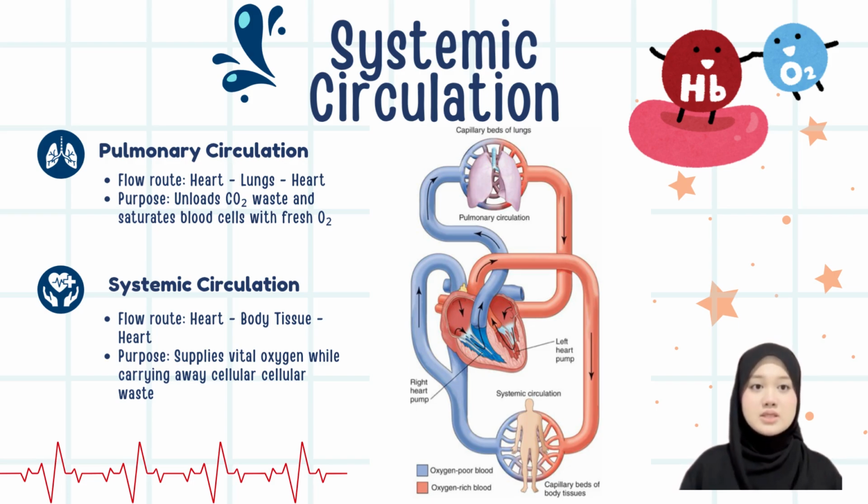This loop is vital because it supplies oxygen to every cell while carrying away cellular waste. Together, these 2 loops form a flawless, synchronized cycle that keeps our tissues nourished and our bodies functioning.